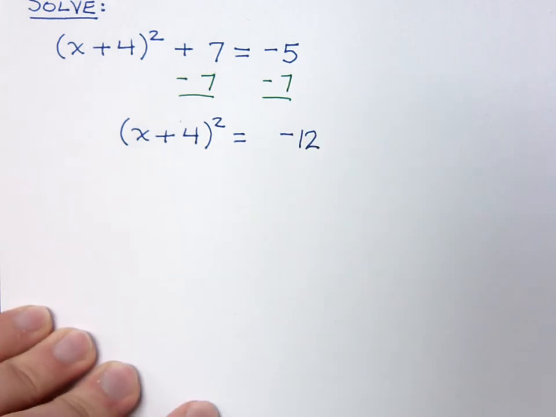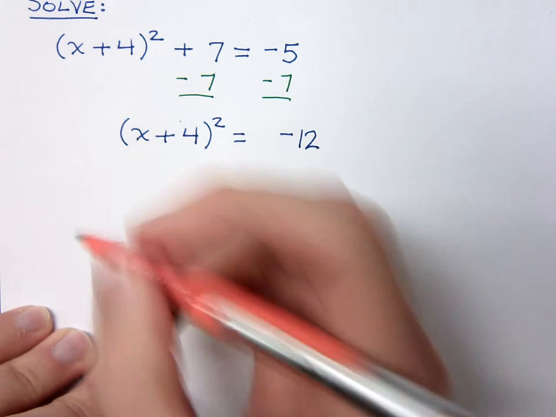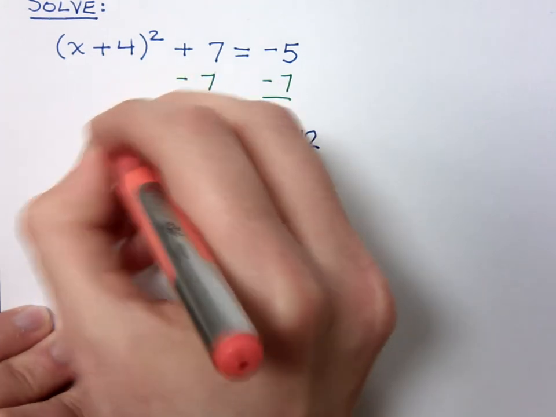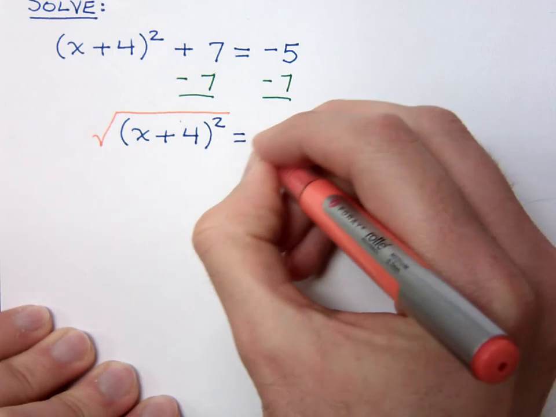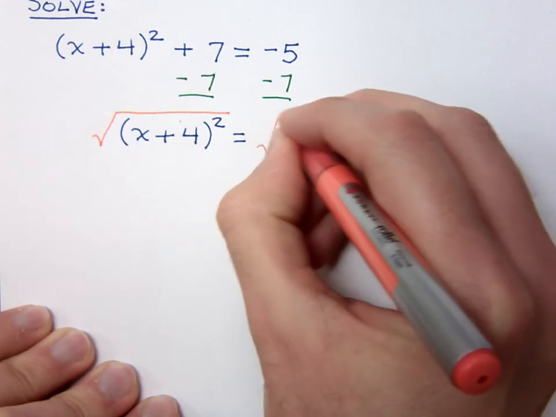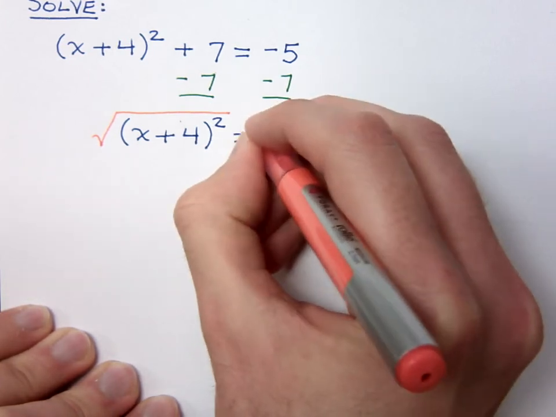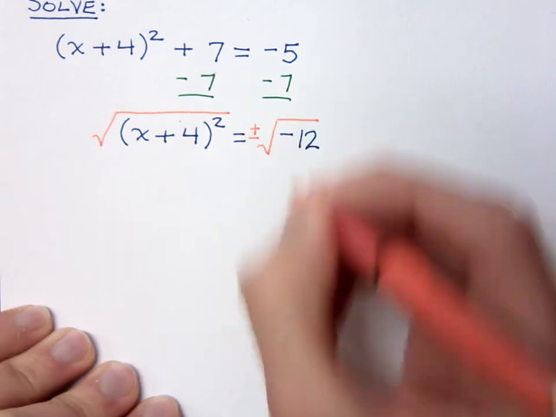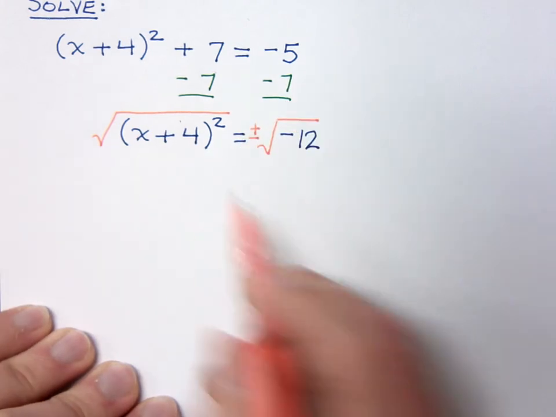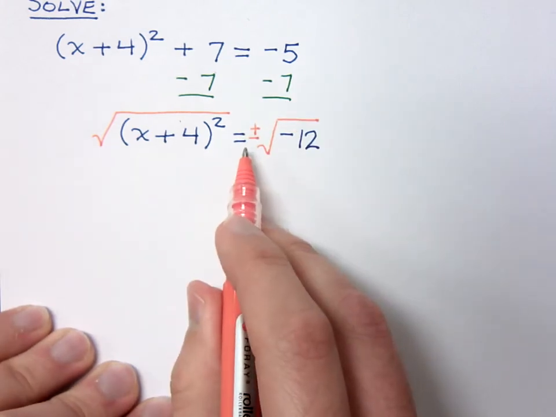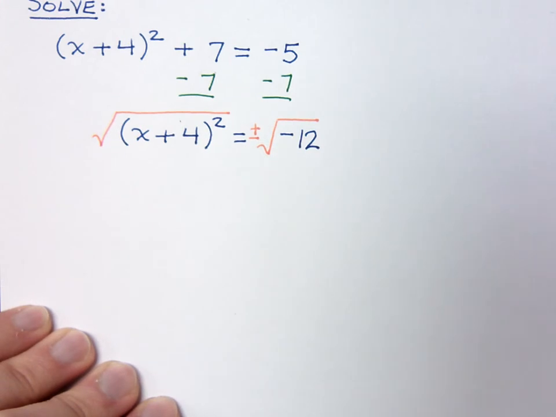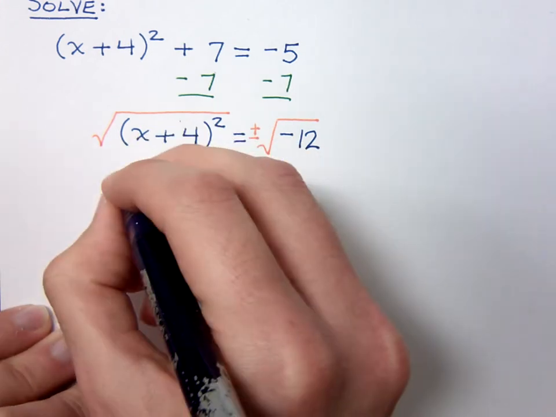Now that we have the square isolated, we need to apply the square root property. So, for the square root property, we're going to take the square root of the left side and the square root of the right side, making sure that we remember the plus or minus. We expect to get two answers here, and that plus or minus is going to make sure that we do get those two solutions. Now the next step is just a matter of simplifying.